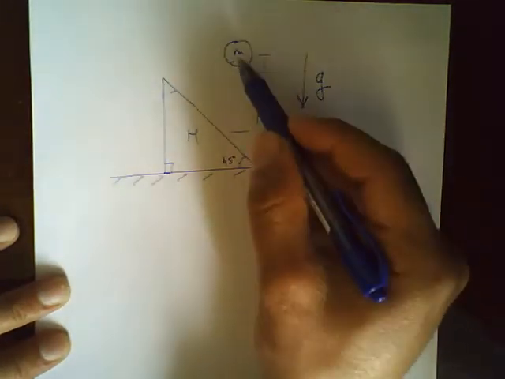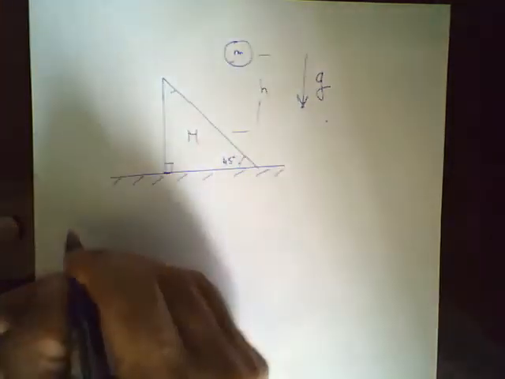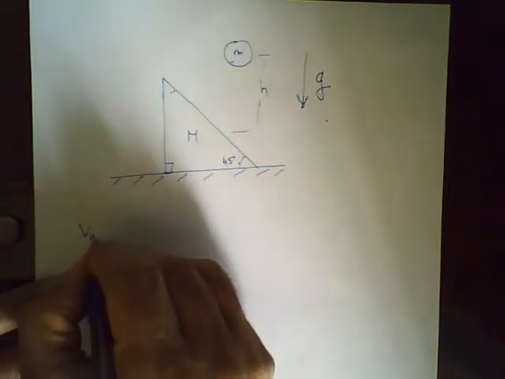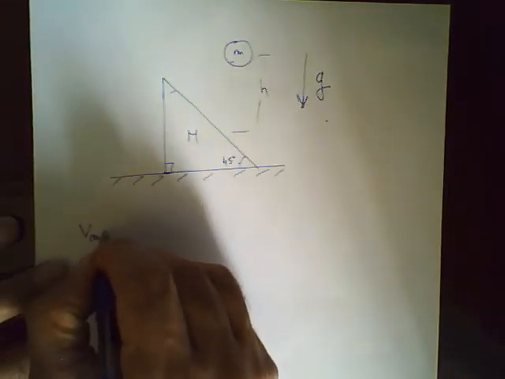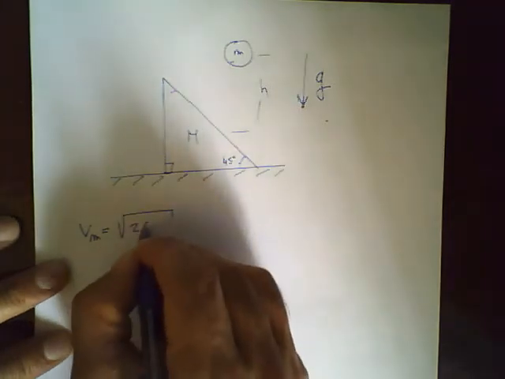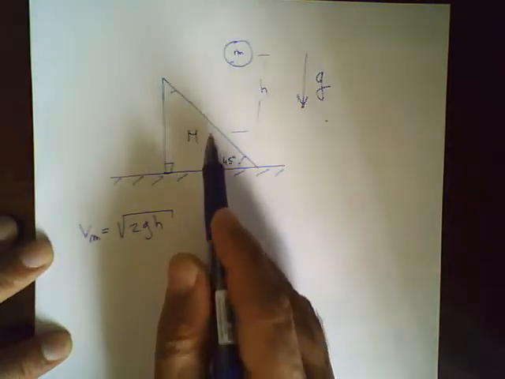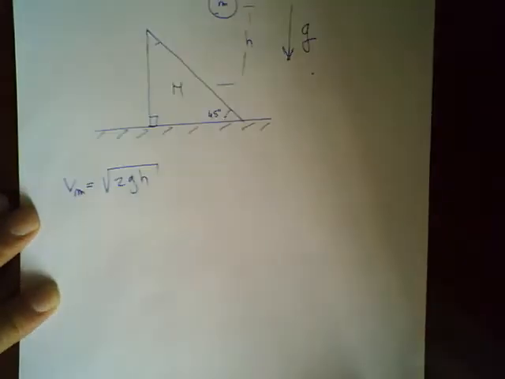So what is the velocity of this ball here? Well, I'm going to refer to it as Vm, and it is going to be equal to the square root of 2gh. By now, all of you should really know this off the top of your head. Now let us draw our momentum and impulse relationships.